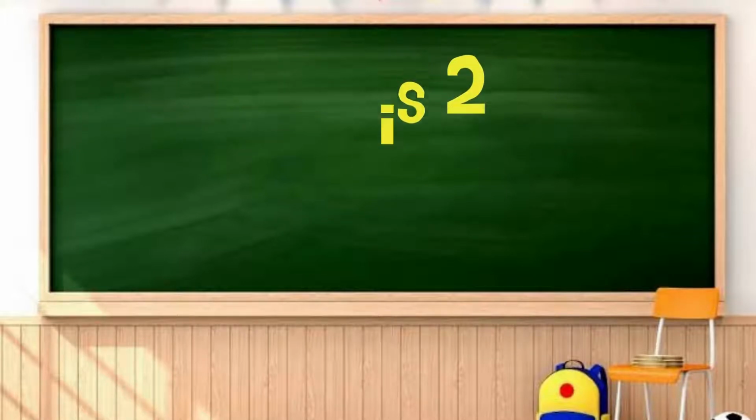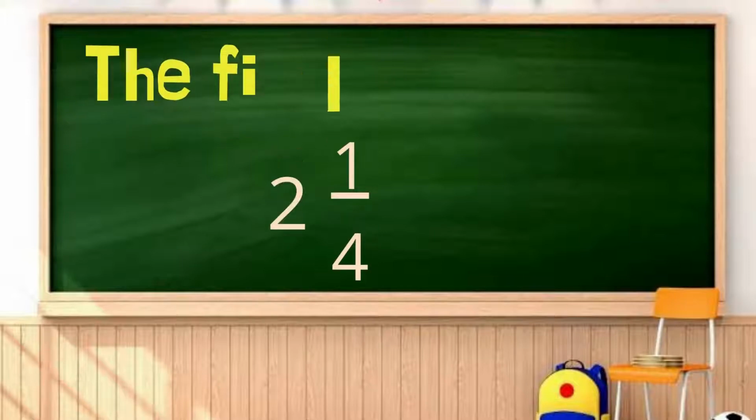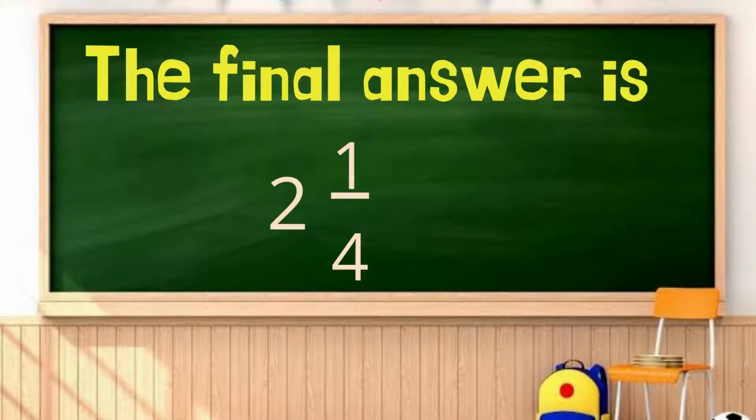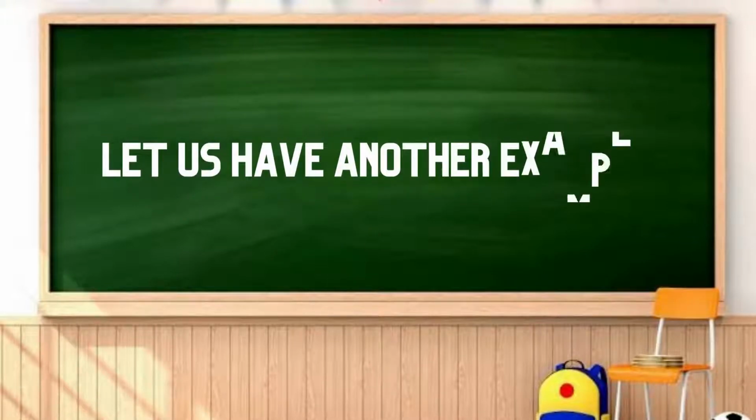And what is their greatest common factor? 2. Very good. So therefore, you are going to divide both numerator and denominator by 2. So 2 divided by 2 is 1. 8 divided by 2 is 4. So you'll get 1/4. Then the final answer is 2 and 1/4. Do you get it? Very good, children. Let us have another example. How are you going to solve the problem if the given are already mixed numbers? Any idea from the class?